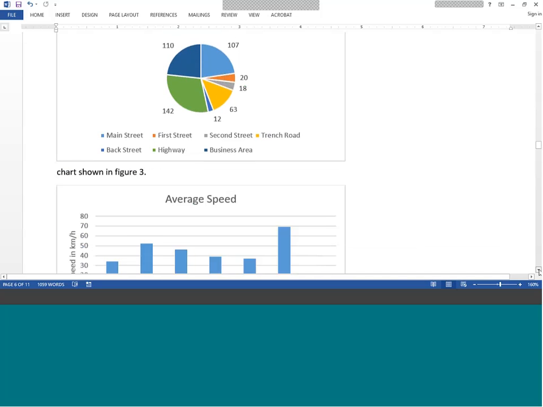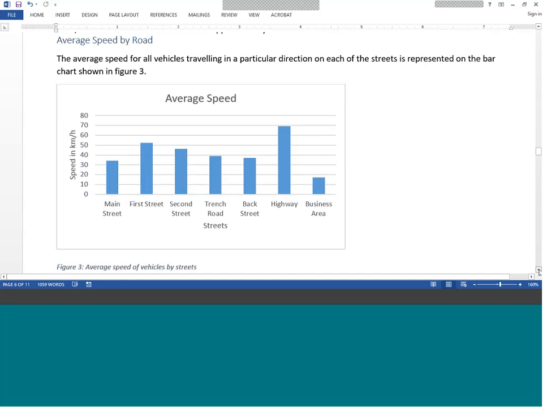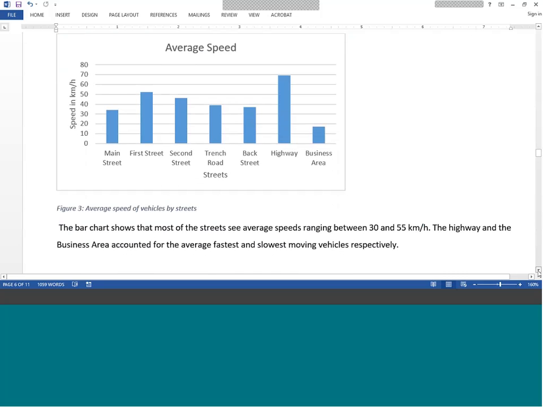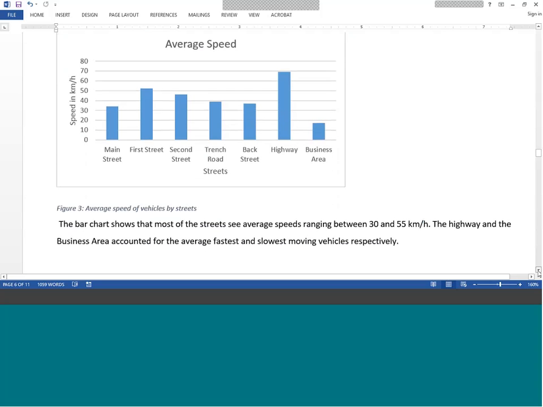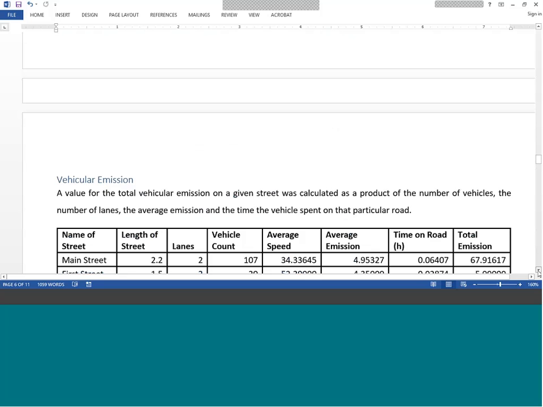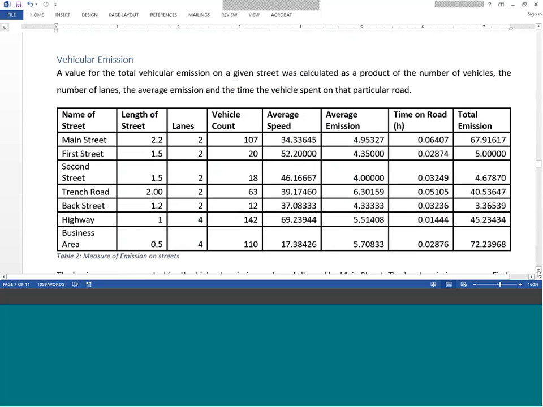The average speed by road or street. So this diagram here again is showing the average speed. So the students can then also give a little comment on what this diagram is saying, what they can deduce from what this data is presenting. Then the vehicular emission.